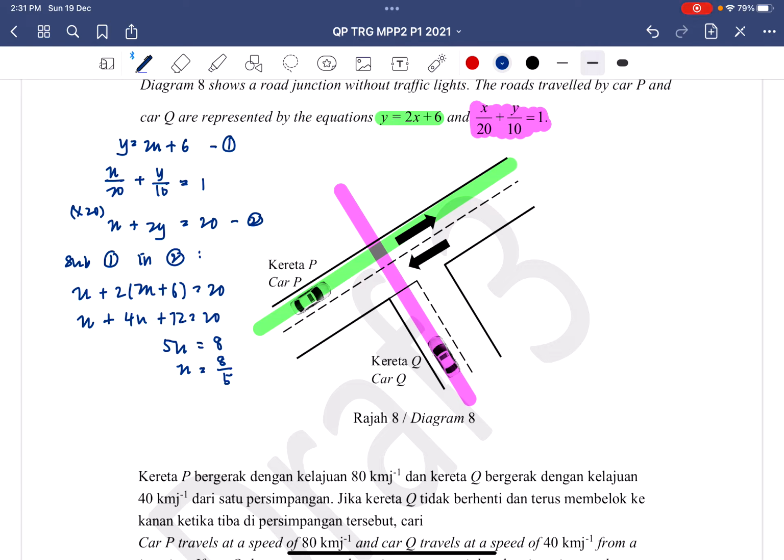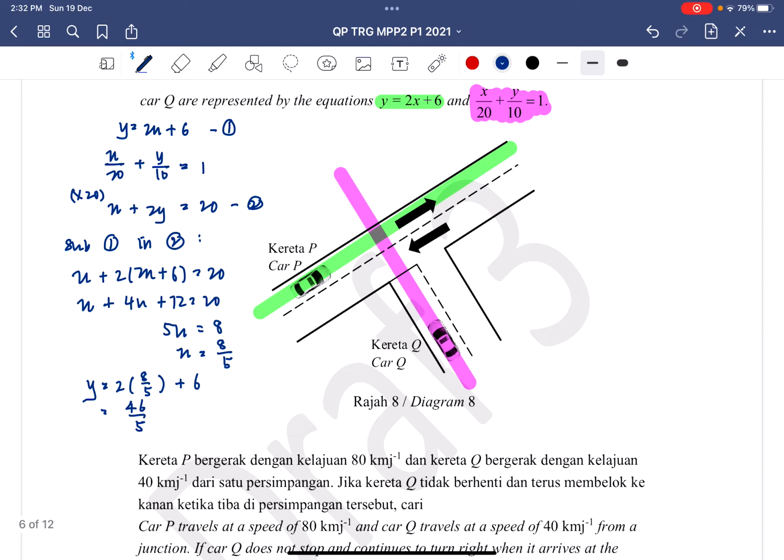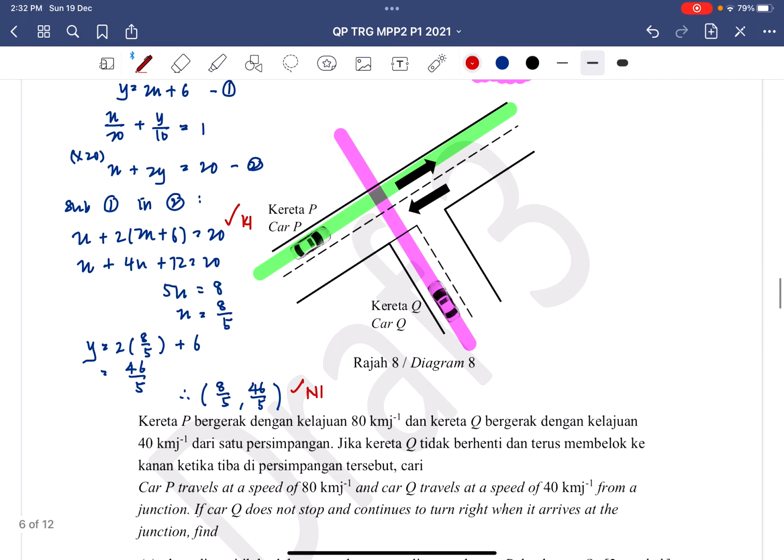So you need to find the y coordinate for the collision point. So y will be equal to 2(8/5) + 6. And with this, you should get 46/5. So your coordinates for your collision point are 8/5 and 46/5. So it's a 2 mark question. For a 2 mark question, you will get 1 mark when you do your simultaneous equations and 1 mark for obtaining the correct final answer.